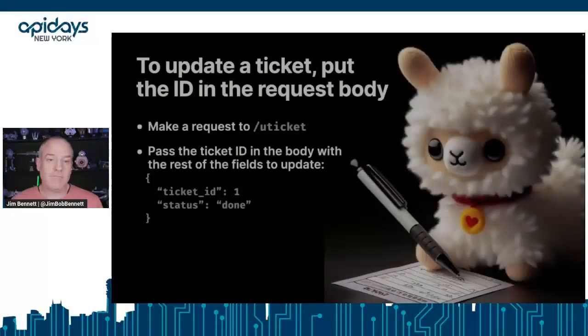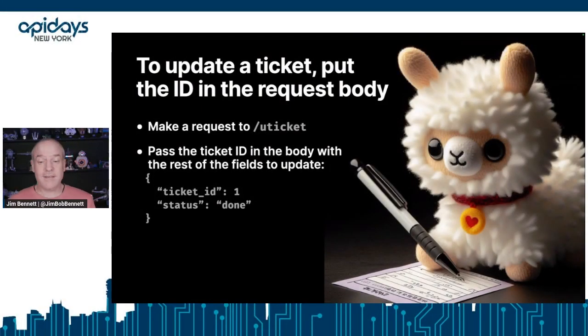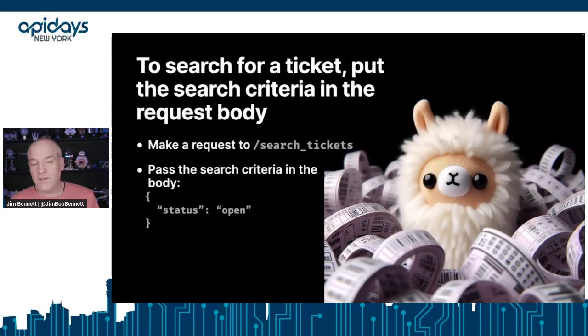If I want to update a ticket, I'm making a request to /uTicket, GET request, obviously, and then in the body I can pass the ticket ID, and then a list of all the fields that we want to update. Nice, simple. If I want to search for a ticket, I can maybe add a search tickets endpoint, and I can pass the search criteria in the body. Easy. This is obvious. This is what everyone does, right?